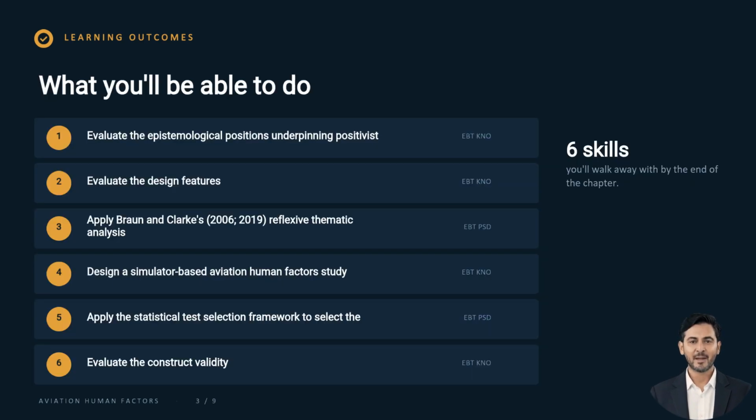By the end of the chapter, you will be able to evaluate the epistemological positions underpinning positivist and interpretivist research, evaluate the design features of the principal study types, apply Braun and Clarke's reflexive thematic analysis, design a simulator-based human factors study, apply the statistical test selection framework, and evaluate construct validity and measurement.